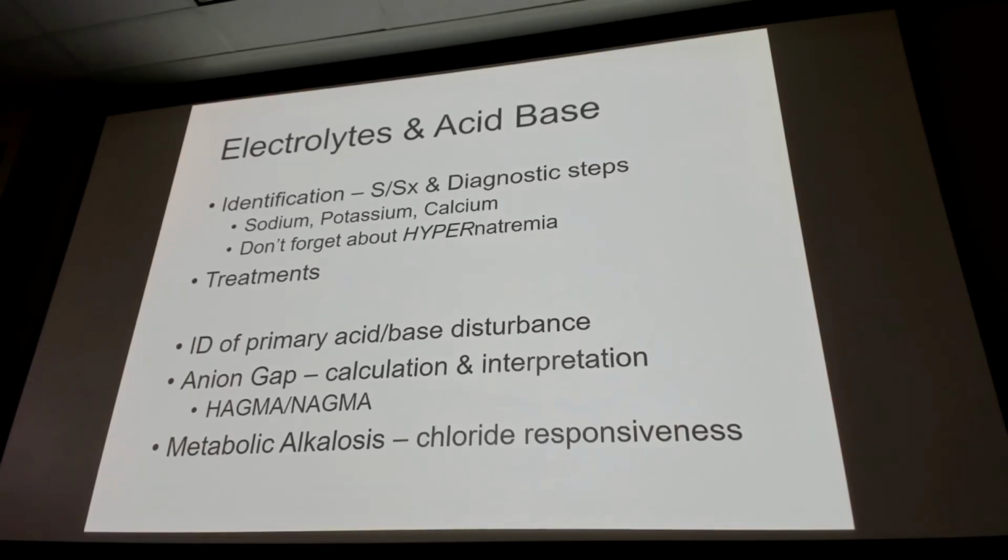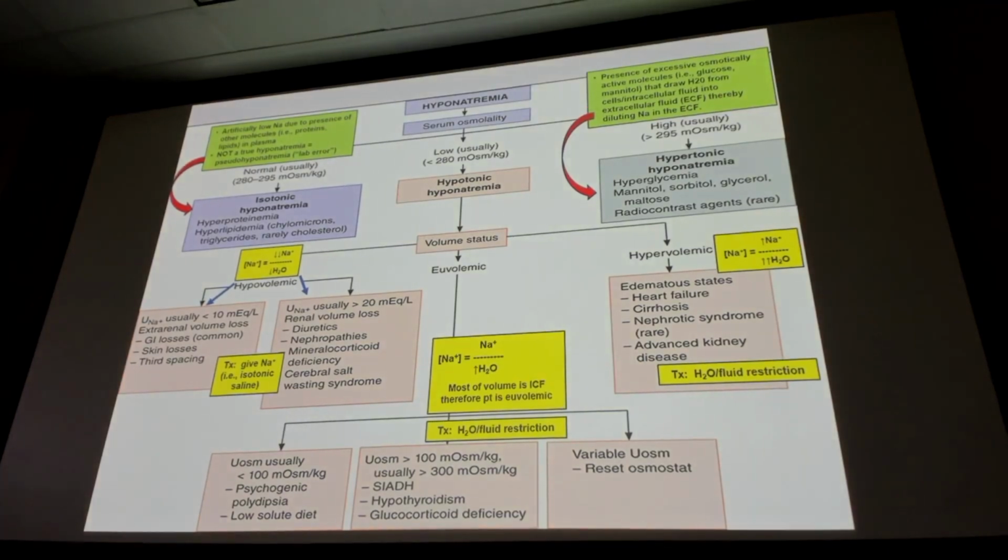Last bullet, metabolic alkalosis and chloride responsiveness. There is a question that talks about a patient with a condition who may or may not be responsive to chloride replacement. Okay. So if you don't remember about metabolic alkalosis and chloride responsiveness, review that. Flow chart for your reference. Okay. This will be useful on some of the questions.